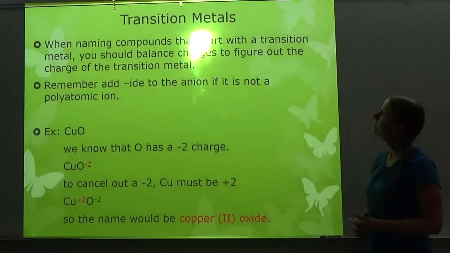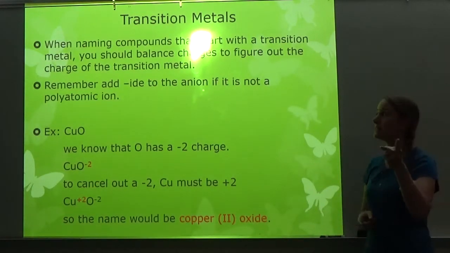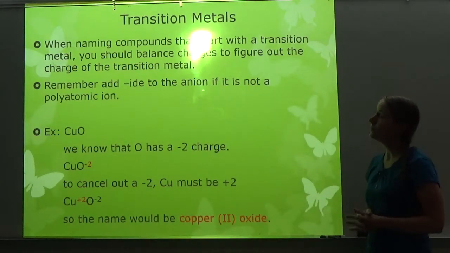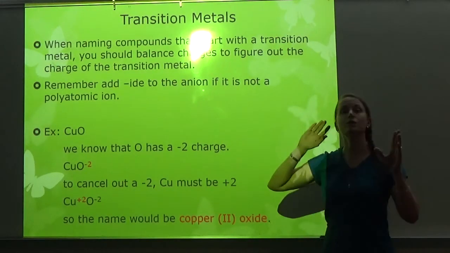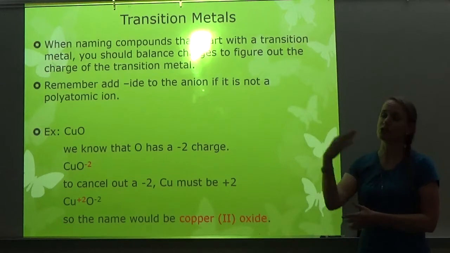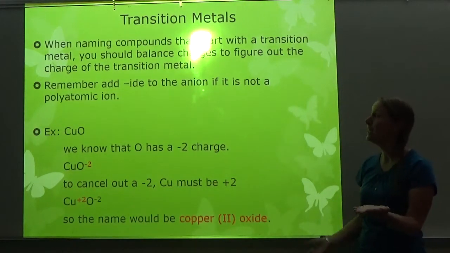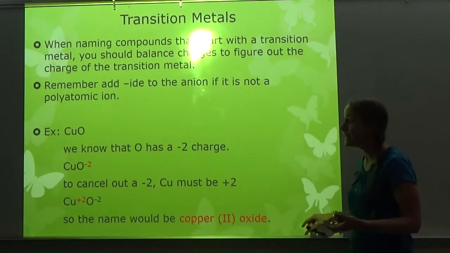So when you name compounds that start with a transition metal, you should always balance the charges, that's commonly forgotten, to figure out the charge of the transition metal. Remember to add -ide to the anion if it's not a polyatomic ion. So in other words, we're going to use the same rules that we use for naming with a regular metal. We just name the metal, add -ide to the non-metal unless it's a polyatomic ion. But now we just have a Roman numeral in the middle.